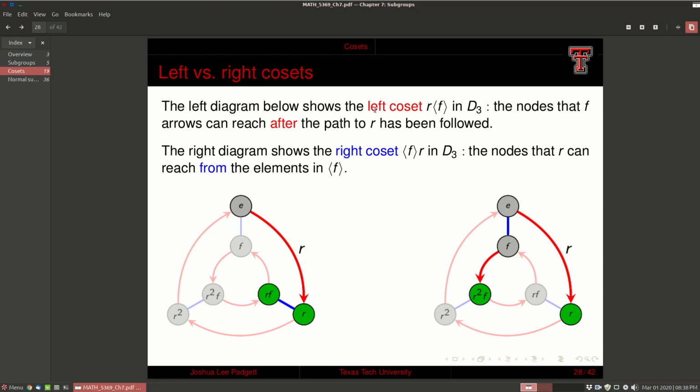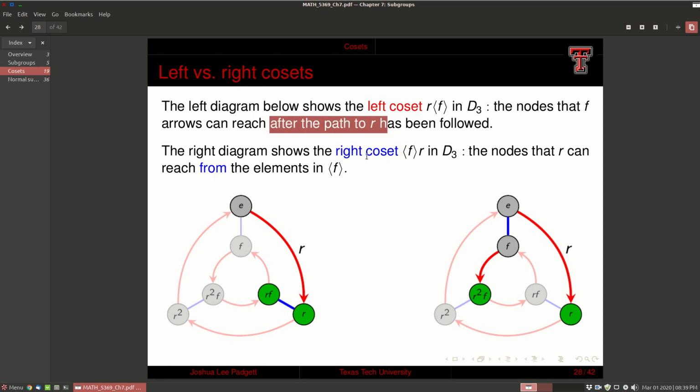So the left diagram shows the left coset R against the subgroup generated by F in D3. So what am I doing? I'm taking the subgroup generated by F, which is what? E and F, back and forth, and I'm going to perform R. So E gets sent to R, okay? And then similarly, F will get sent where? It'll get sent to RF, okay? So the idea is what? The nodes that the F arrow can reach after the path to R has been followed.